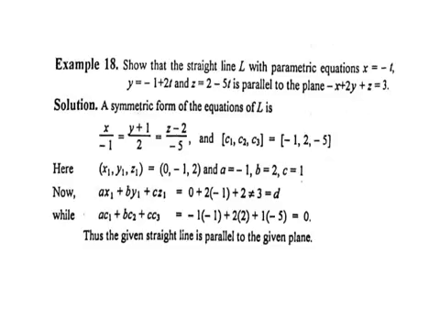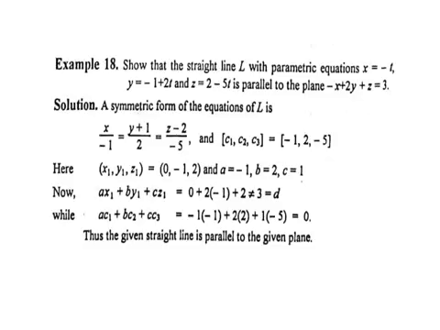minus 1 times 0, which gives 0, plus 2 times minus 1 plus 1 times 2, which gives 2. This gives the answer minus 2 plus 2, which equals 0, but it does not equal 3, which is required in the equation of the plane.